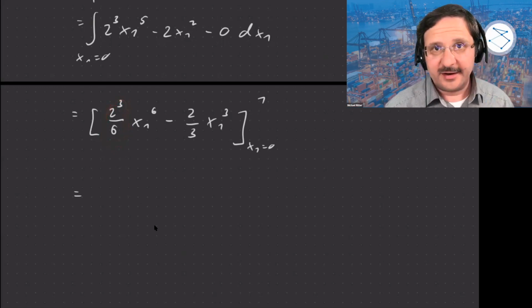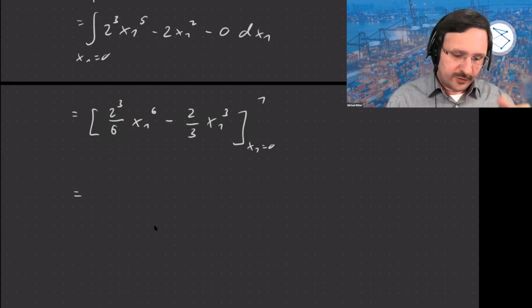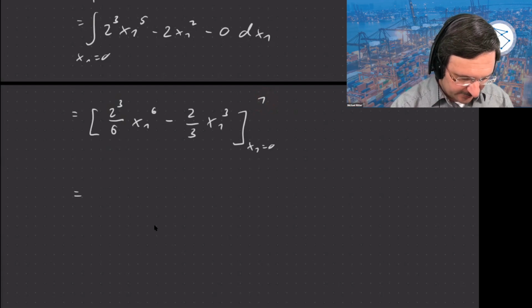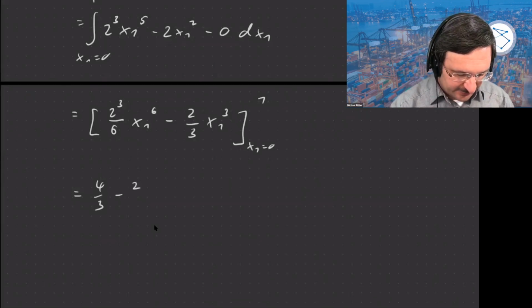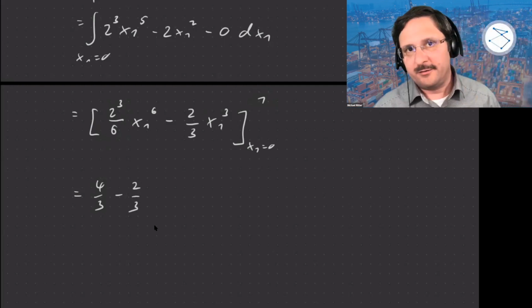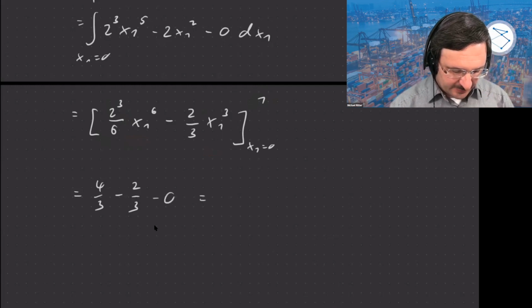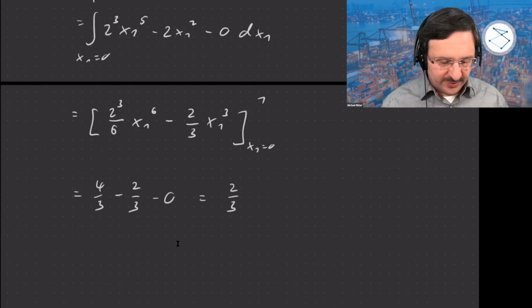Here we can cancel out a 2, so that's 2 to the power of 2 over 3, or 4 over 3. And then substituting the bounds, we get 4 over 3 times 1 to the power of 6, that's just 1, minus 2 over 3 times 1 to the power of 3, again, just 1, minus 0 for the lower bound. So the result here is 4/3 minus 2/3, that's 2/3. Okay, and that's the integral that we get here.